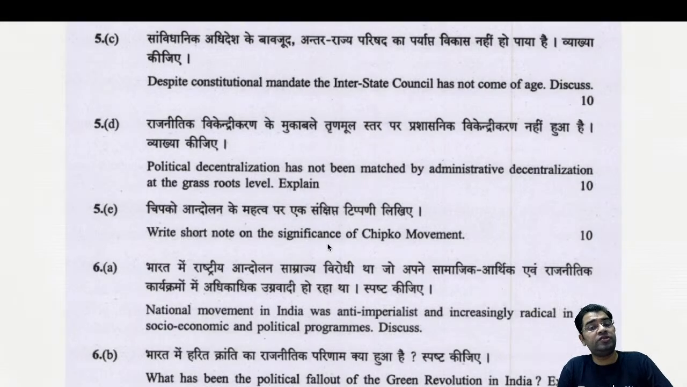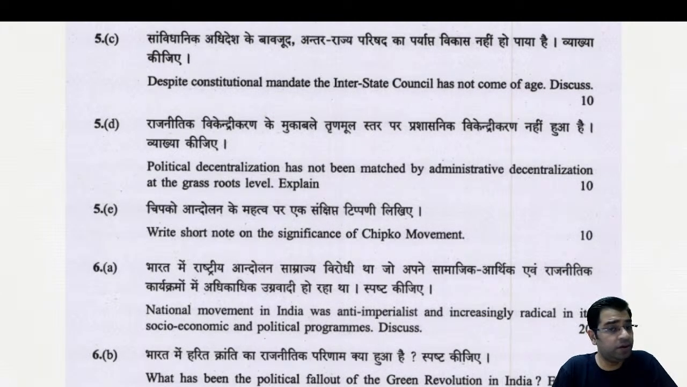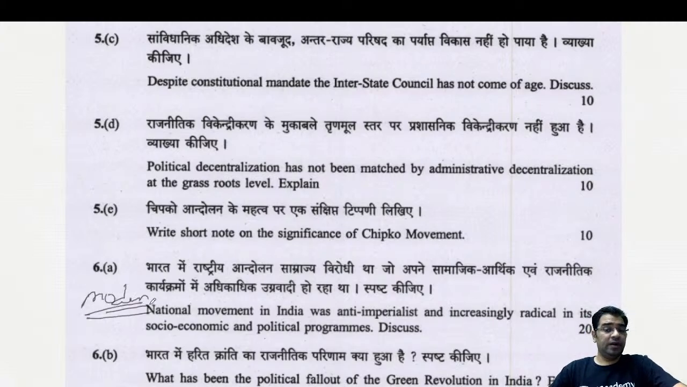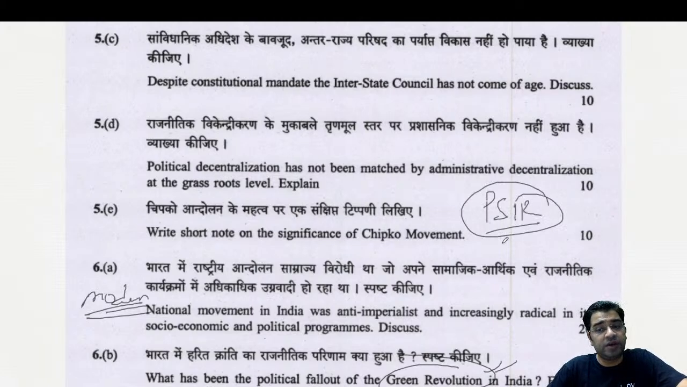Then the constitutional mandate of the Inter-State Council. Already you are doing it in your polity. Then you have political decentralization, that means Panchayati Raj, the Chipko movement, and that the national movement in India was anti-imperialist in nature. So this is again kind of modern India. Then the Green Revolution, so from the Indian economy. So already you are covering these topics in your GS. When you are reading PSIR, when you are taking PSIR as an optional, you don't need to cover them over there.